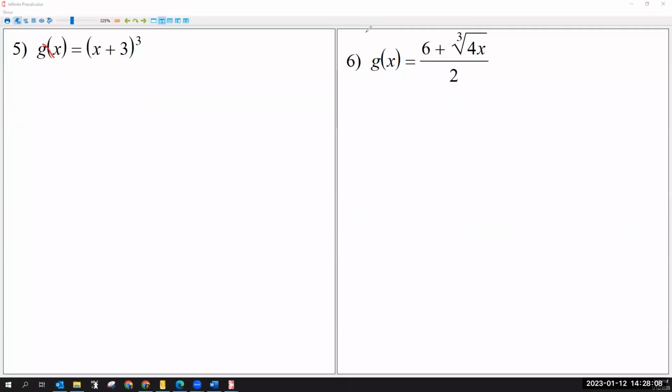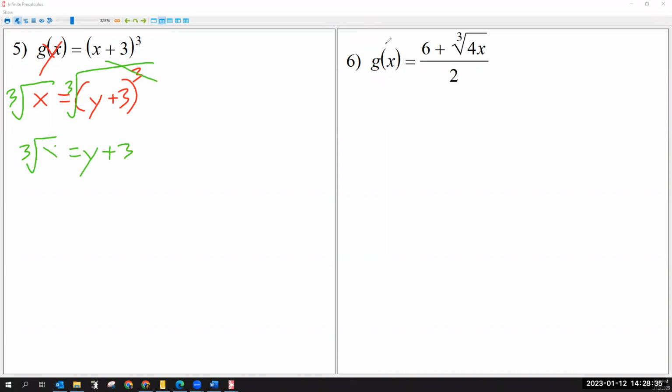We have g, so make sure in the end we write our answer in terms of g of x. Switch our x and y. Need to get y by itself. We'll have a 3, so we're going to do the 3rd or the cubed root of both sides. So that way the cubed root and the cube cancel out, and I get y plus 3 cubed root of x. So need to subtract 3 from both sides.